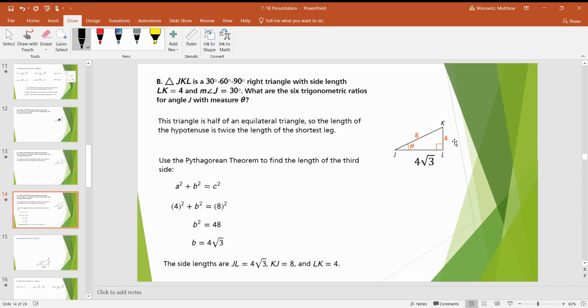Okay, and this simplifies to 4 square root of 3. So in a 30, 60, 90 triangle, we're going to see this ratio: we can find the smallest side length, which is opposite 30 degrees. So in this case, KL is my smallest length. Then the medium length is x times the square root of 3. And my hypotenuse is going to be double my small leg. And that's always going to work. So in this case, my small leg is 4. My medium leg is 4 square root of 3. And my hypotenuse is 2 times 4, which is 8.